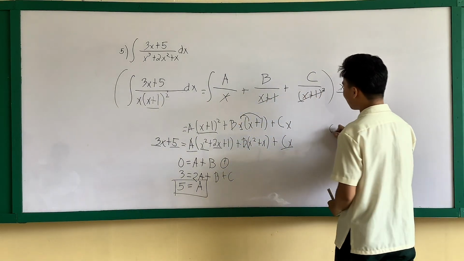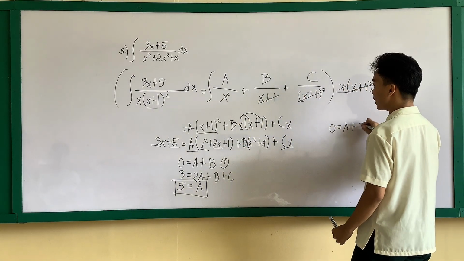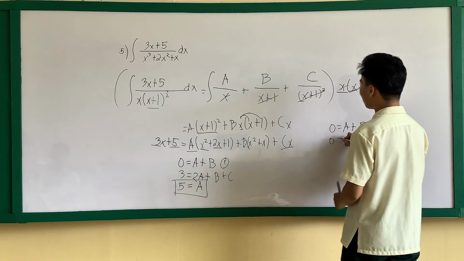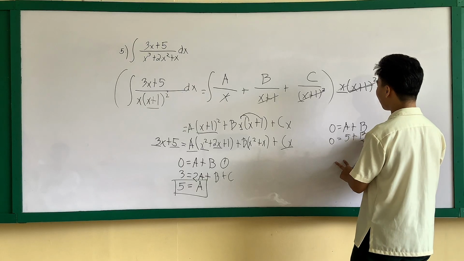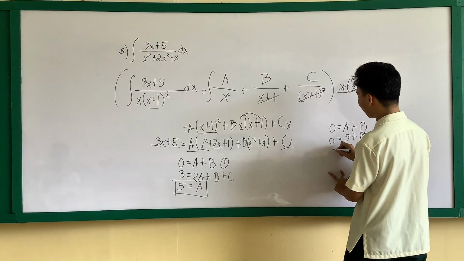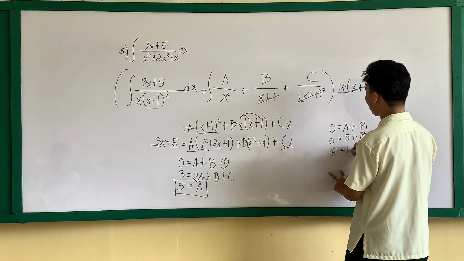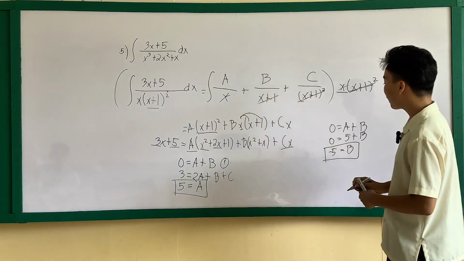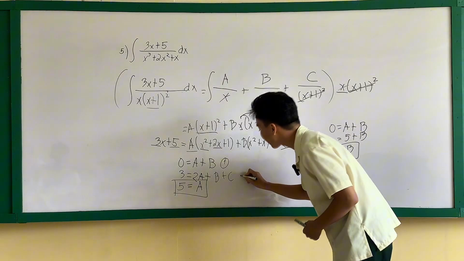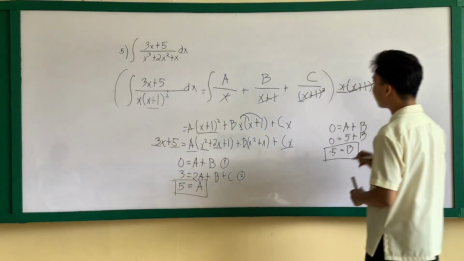So 0 is equals to a plus b. 0, we need to substitute the value of a, which is 5, plus b, transpose it to the other side, so negative 5 is equals to b. So this is our value of b. Since we already found the value of a and b, we can now use our second equation to find the value of c.